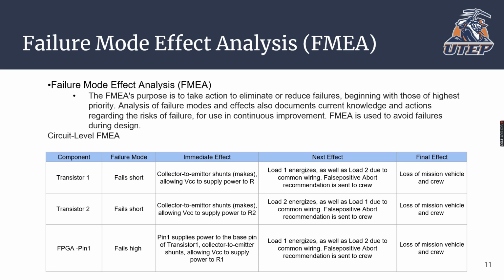And we have an example here of a circuit level, a circuit board with transistor 1, transistor 2, and also a pin 1. We can see here the failure modes, the next effect and the final effect, and how it is translated into a document and the action regarding the risk of failure, using continuous improvement with this model, identified into the failure levels and the intermediate effects and how they will affect the modes.